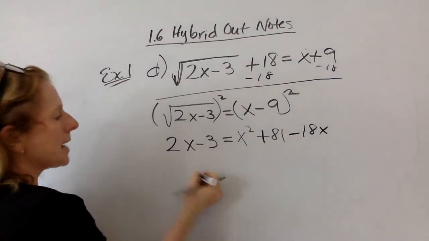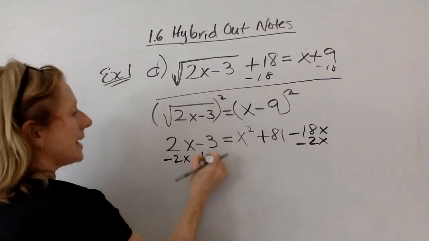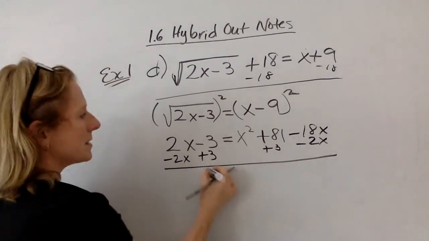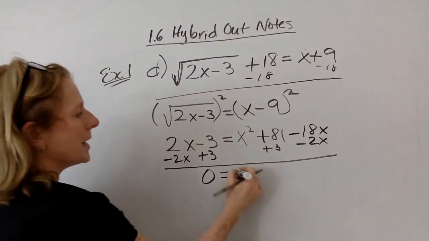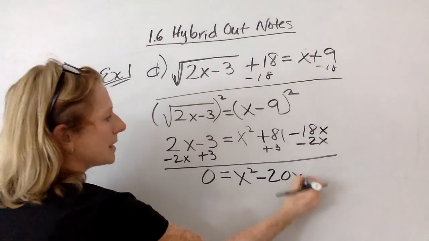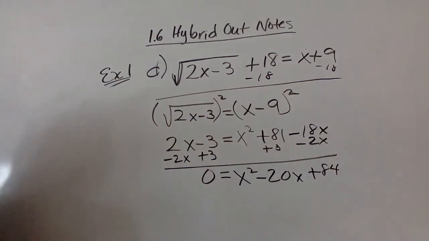I'm going to set one side equal to 0 by subtracting 2x from each side and adding 3 to each side. And that'll give me 0 is equal to x squared, I'm going to put the x term next, minus 20x plus 84. So now I have to determine whether this is factorable or not.